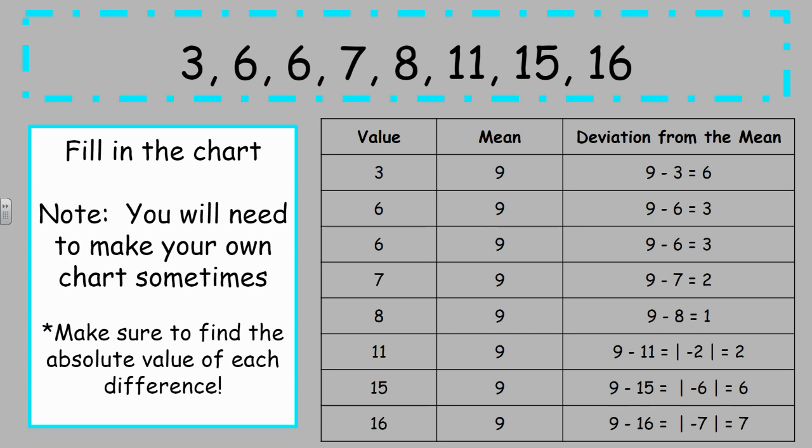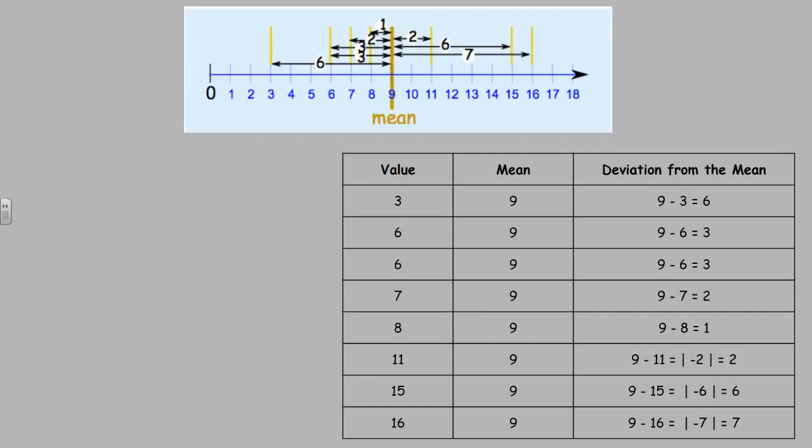Make sure you have all these written down either on your own sheet of paper or in your notes. Okay, so here's all of our data points on a number line and all of the distances shown to you. Remember, our data points were all spread out. I had a 3, a 6, a 6, a 7, a 8, 11, a 15, and 16. My mean was 9, which you see in the center of that picture.